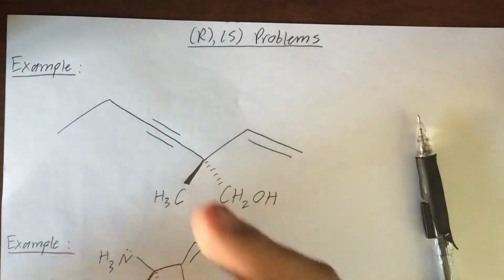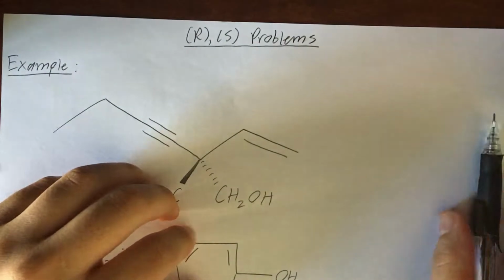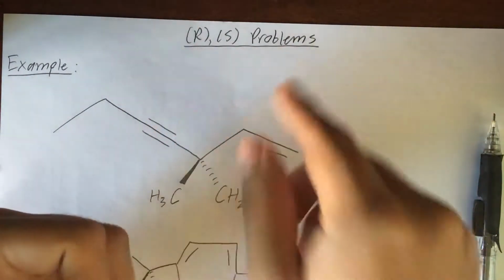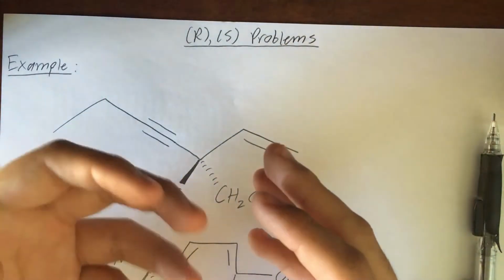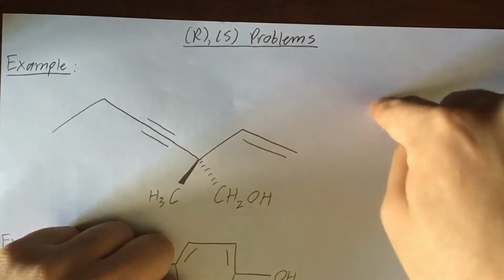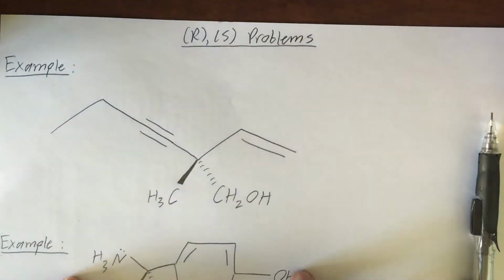So in this video, we're going to be covering two more RS configuration problems. Now, if you haven't seen my previous two videos on RS chirality and priority rules, I strongly encourage you to watch those videos as well by clicking on the links over here. Okay, so now let's go to our first example for this video.